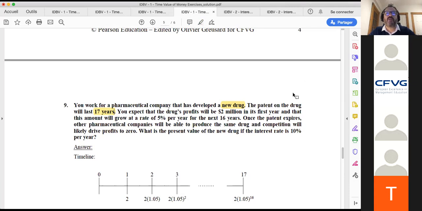So do you expect that the drug's profit will be 2 million in its first year? Okay, so C1 is 2 million. And the amount will grow by a rate of 5% for the next 16 years. Once a patent expires, other pharmaceutical companies will be able to produce the same drug, and competition will drive profits to 0. So what is the present value of the new drug if the interest is 10%? Okay, so it's a growing annuity.